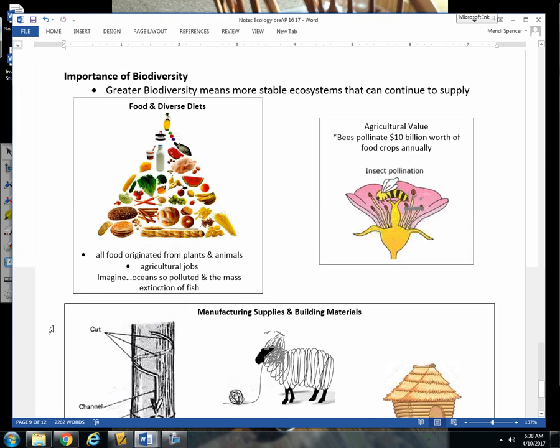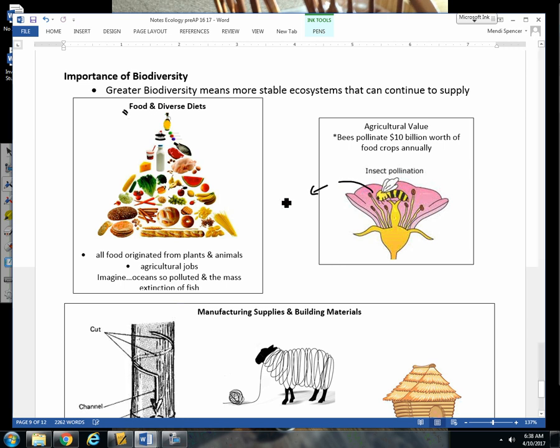Now, why is it so important that we maintain biodiversity? It's pretty shocking the amount of resources that we get from living things. We get our food and diverse diets from a multitude of different organisms. So it's important that we preserve those ecosystems so they're providing enough food for our population as well as other populations.